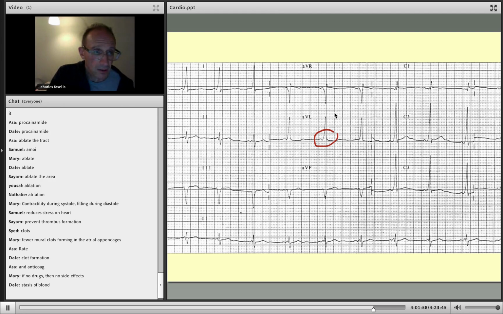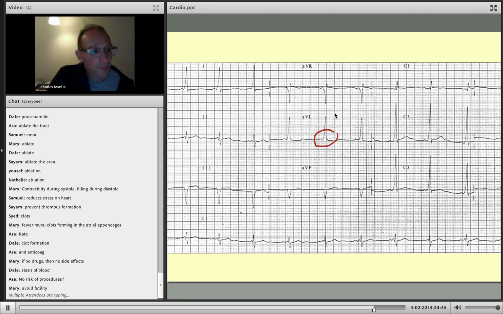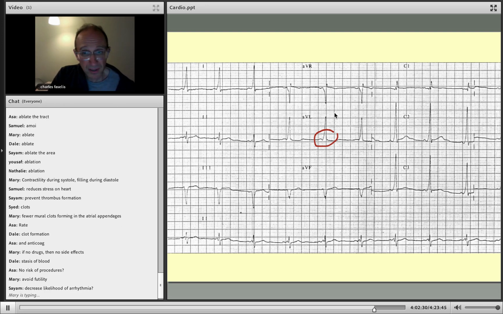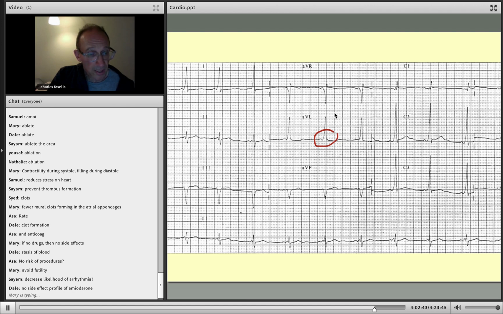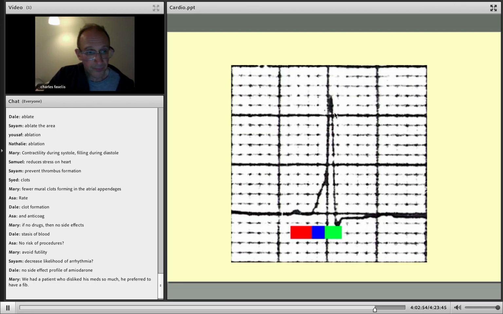What are the benefits of not trying to rhythm control and just keeping this guy on rate control and nothing else? I know, kind of bizarre questions. No risk of procedures. Well, futility is, Mary's right. You bring this guy to the hospital, you try to cardiovert him and stuff like that. Guys, these procedures have a risk to them. No side effects from amiodarone. There you go. That's right. Some patients hate them.